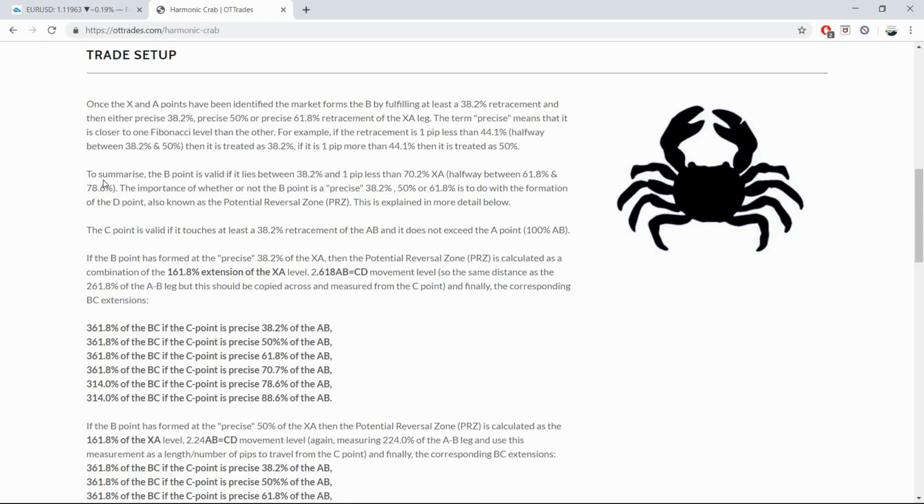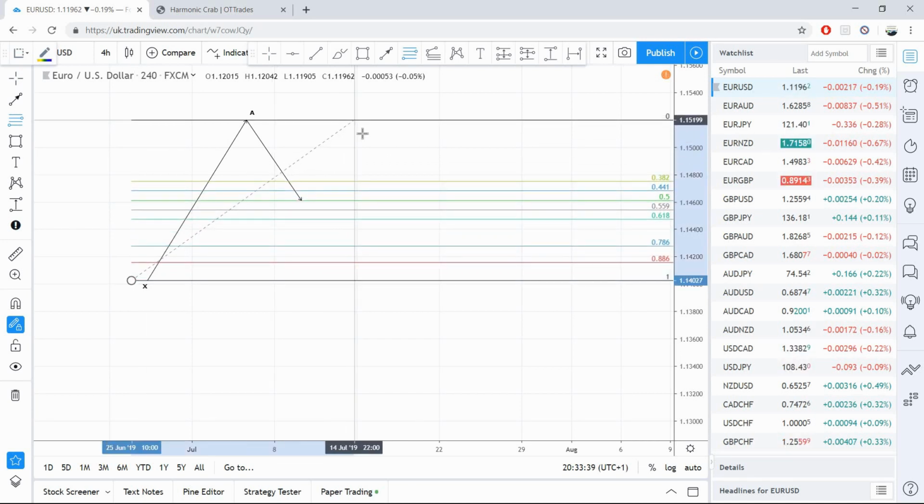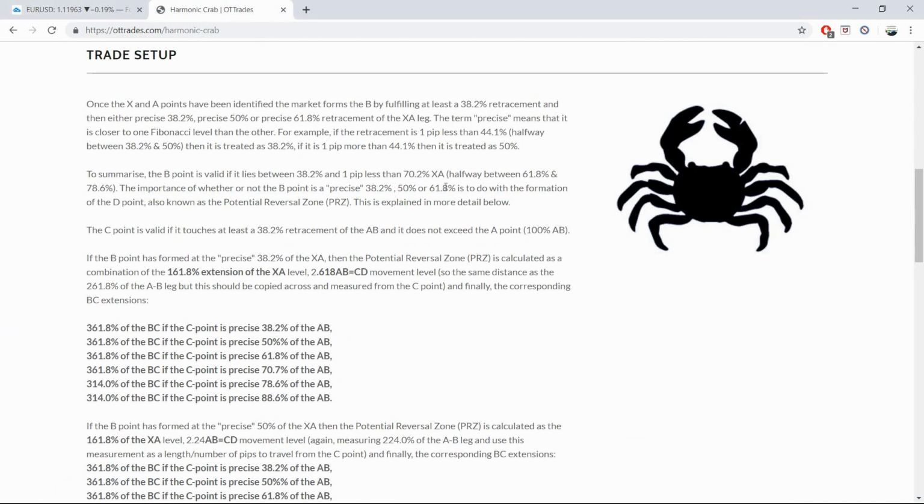So next, here it says the B point is valid if it lies between 382 and 1 pip less than that 70.2. So that 70.2 is obviously the halfway point between the 618 and 786. So if it's less than the 70.2 or higher than that 70.2 level, it remains a precise 618. If it extends past that, it's now a precise 78.6. Therefore, the pattern is invalid. So the B point is valid as long as it lies between a 382 and 1 pip less than 70.2 of XA. That takes into account all three of these precise retracement levels.